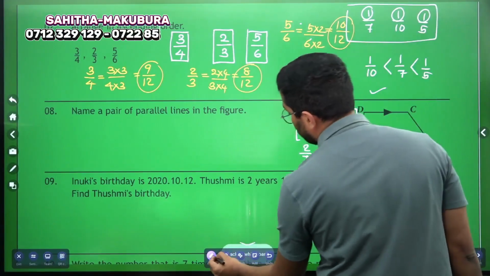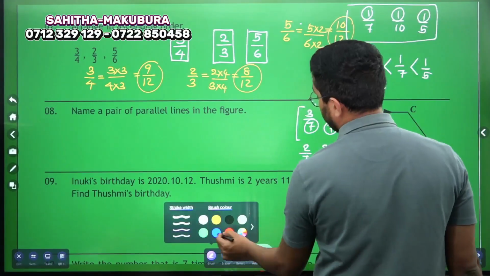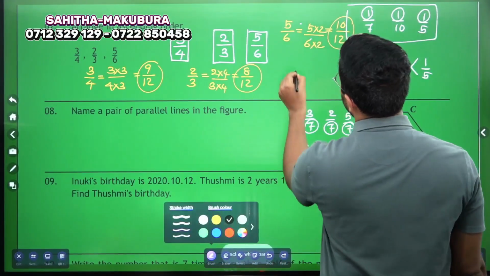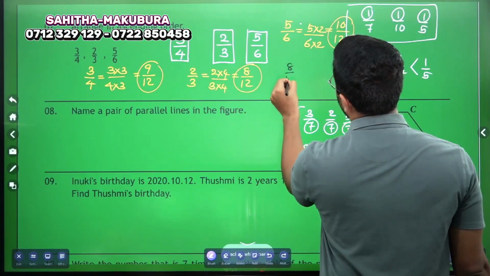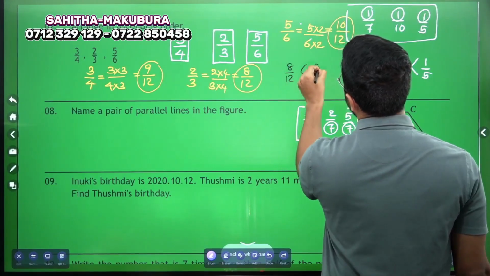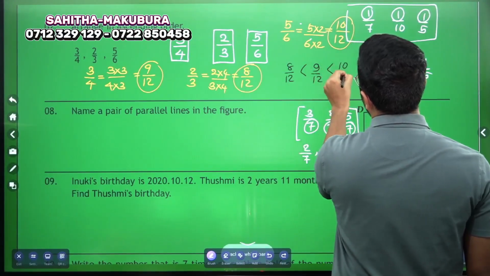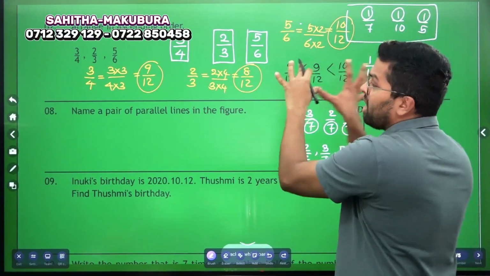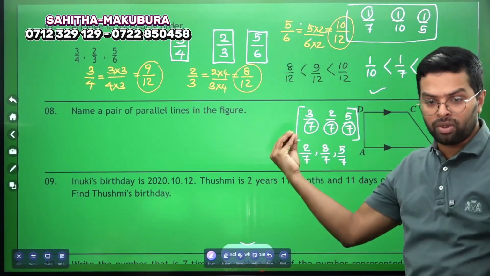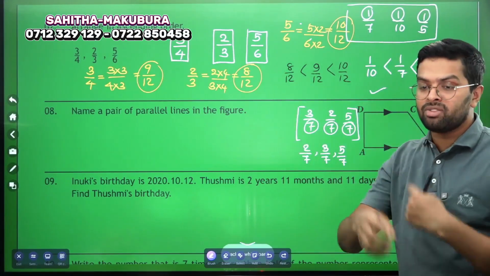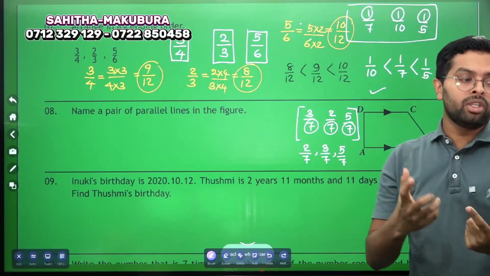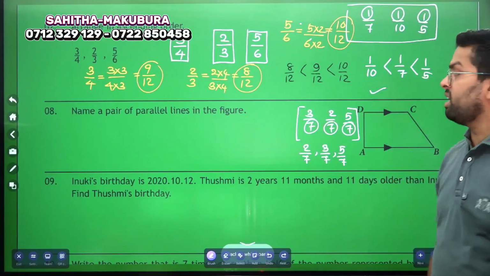So the smallest fraction out of these fractions is 8 over 12. The next larger fraction is 9 over 12. The largest fraction is 10 over 12. Now these are not the fractions given in the question, so let's convert these fractions back into the original fractions given in the question.